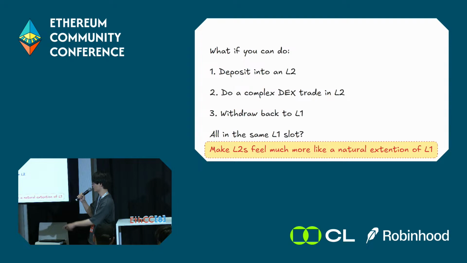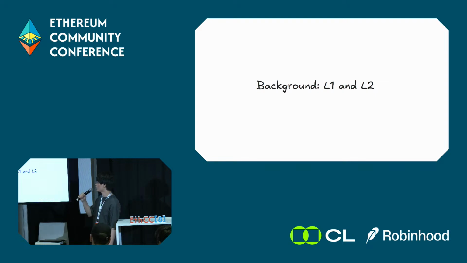In this talk, we call this same slot L1, L2 composability, because you're composing between L1 and L2 in the same L1 slot. Once you have this, L2s will feel much more like a natural extension of the L1. You can keep your assets in the L1, do crazy stuff in the L2, and come back to L1. You wouldn't even have to feel like you're using an L2. Okay, so that's what we want to do. But before getting to the solution, let's go through some background.